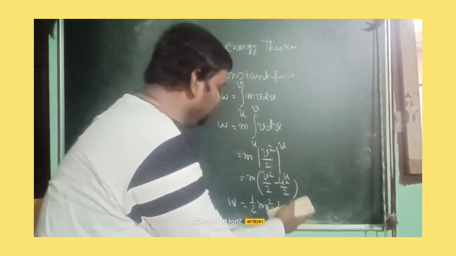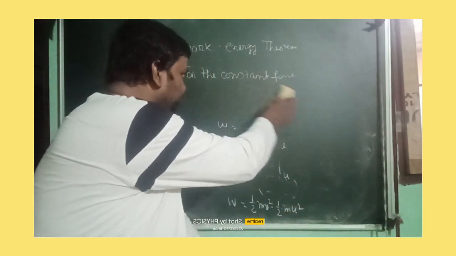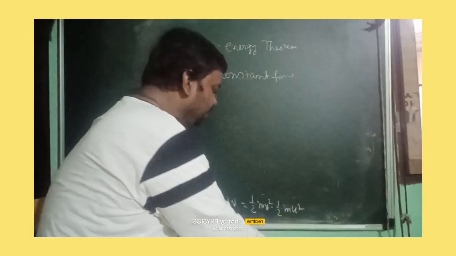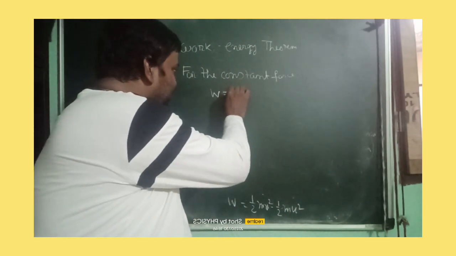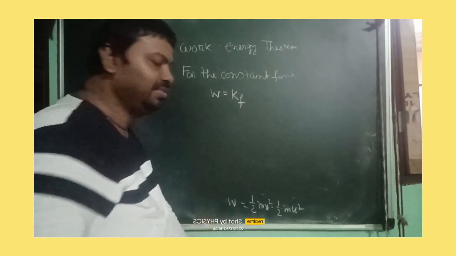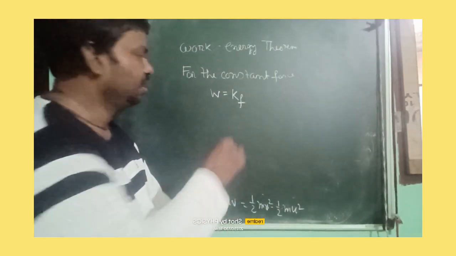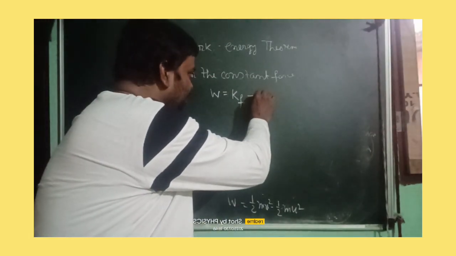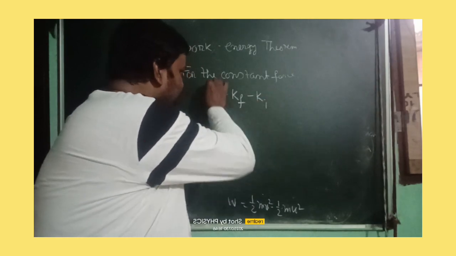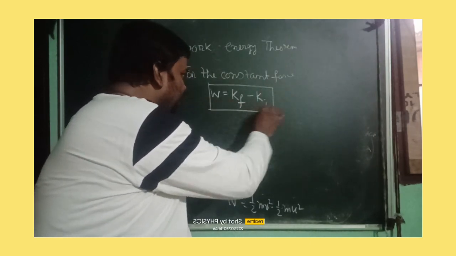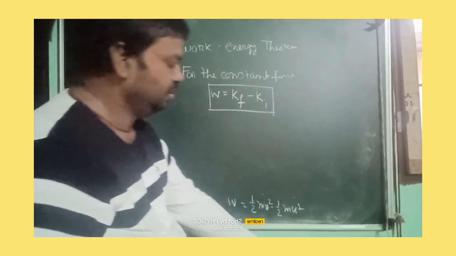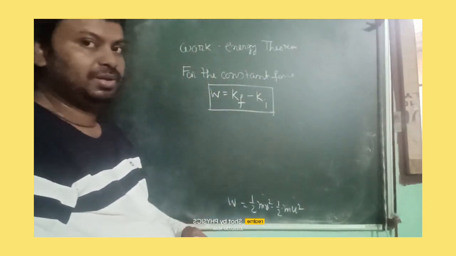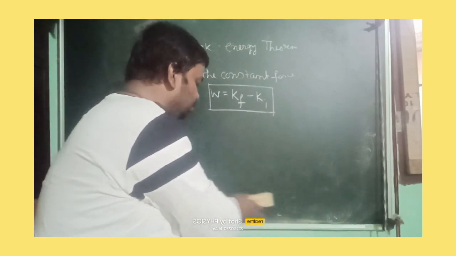Now we can write it in the form of W, work done, is equal to Kf. What is Kf? The final kinetic energy, minus Ki, that is the initial kinetic energy. Now we'll do the same proof for the variable force.